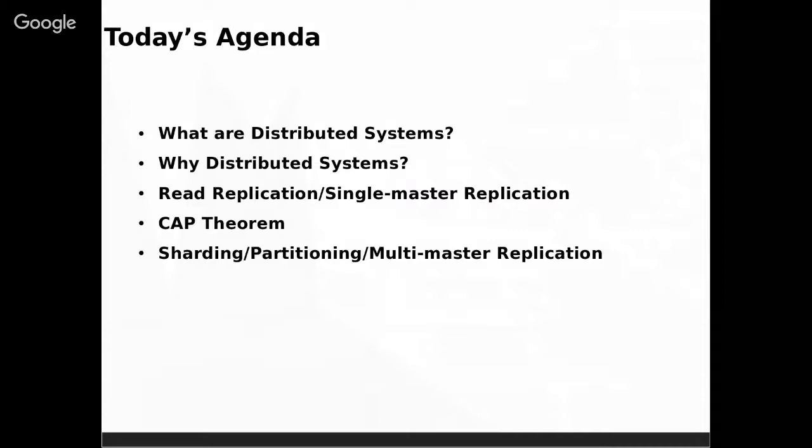We will then take a look at replication, a distributed system strategy that we can use if we want to scale reads to our database or data stores. We will then learn about the CAP theorem, which basically says that distributed systems are all about trade-offs, mostly. And next, we will take a look at sharding, also known as partitioning or multi-master replication, which we use if we want to scale writes to our database.